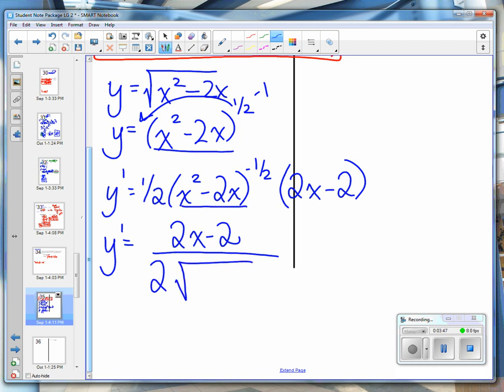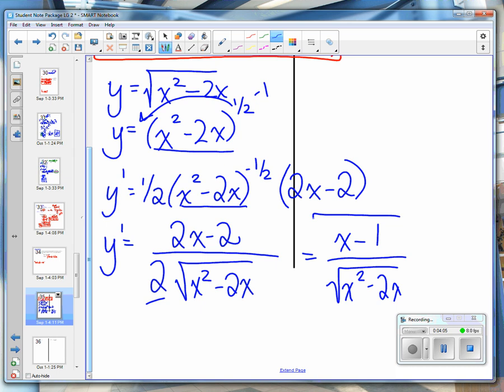So I could even change that to the root of x squared minus 2x. Okay? And then even what you could do is divide everything by 2, right? So our final answer there could even be x minus 1 over the square root of x squared minus 2x.